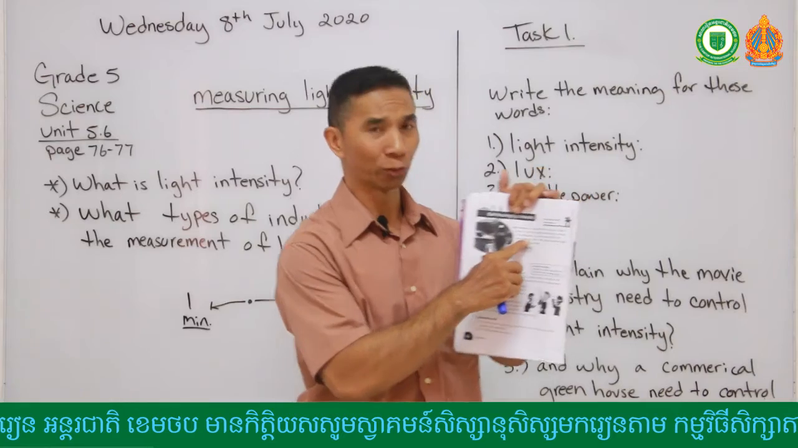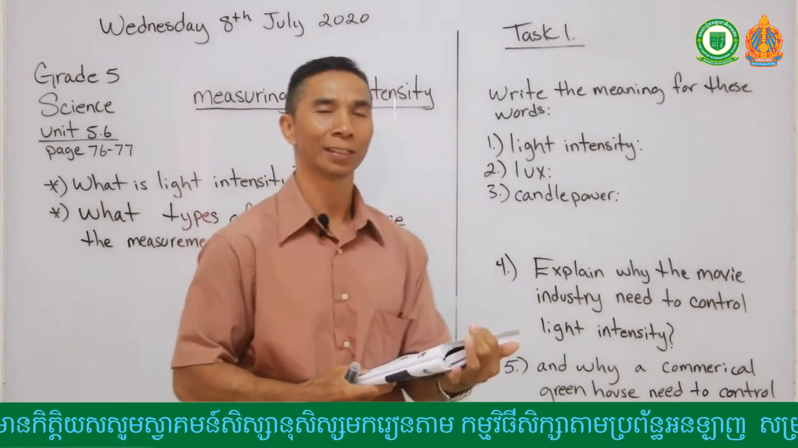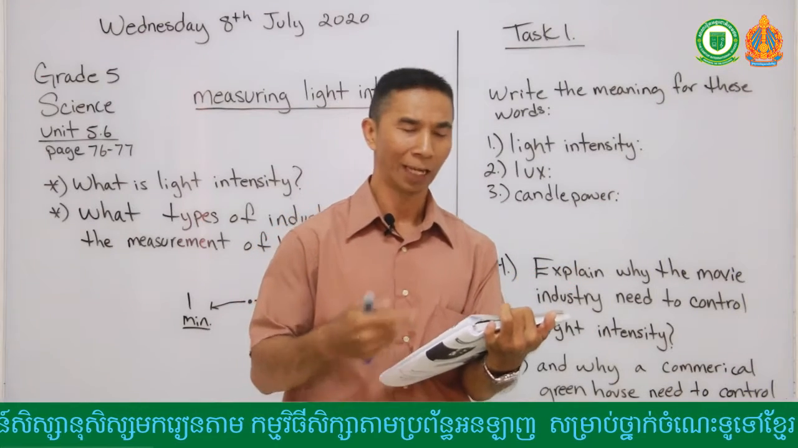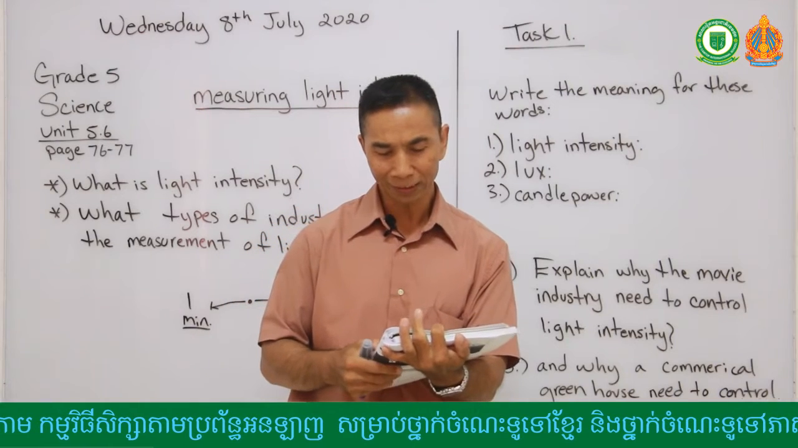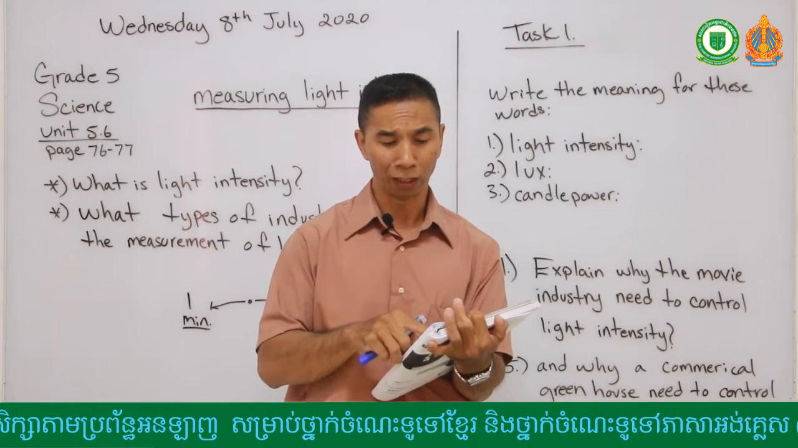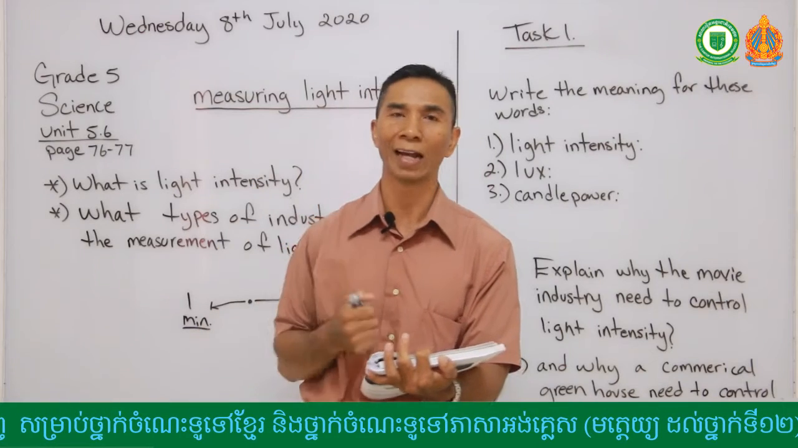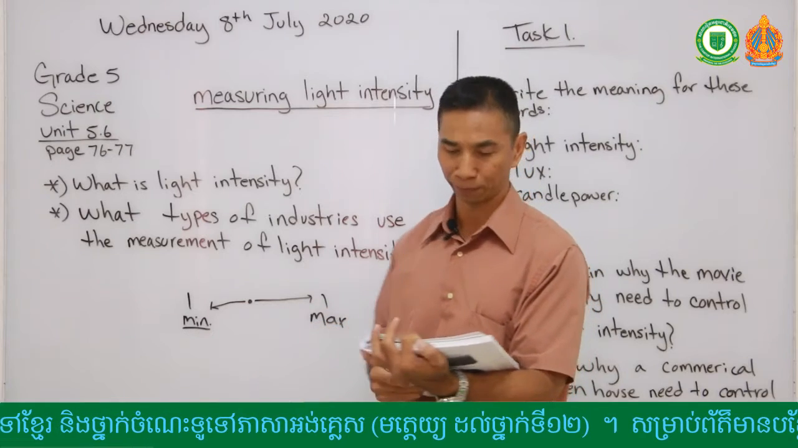On our first word, I'm going to read this first paragraph with you on page 76. Can you please turn to page 76 if you already have it, and read with me? Okay, let's begin. Light intensity is a measurement of the amount of light in an area. So it's a measurement of light in the area, like how I showed here, minimum to maximum.